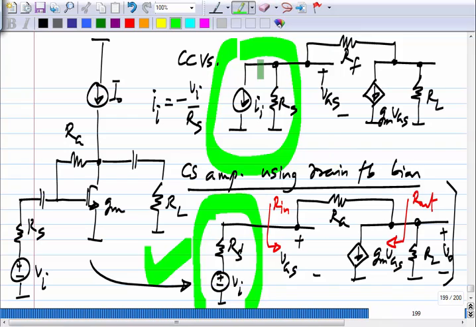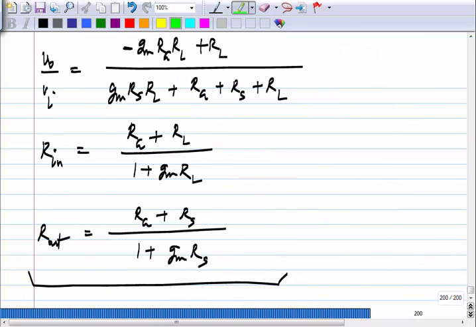Now, we know the circuit is the same except for this Thevenin Norton substitution. Okay. From this we should be able to get the results for the current controlled voltage source. Okay. What do we have to do? I want V naught by II. How do I get that? Yeah. So, VI, I replace that by minus II RS.